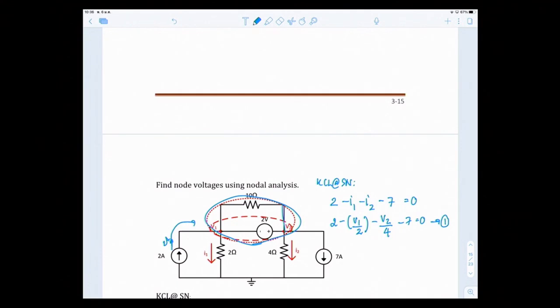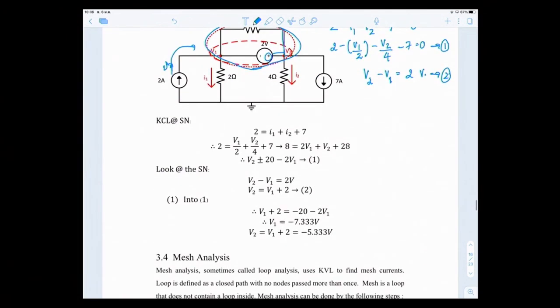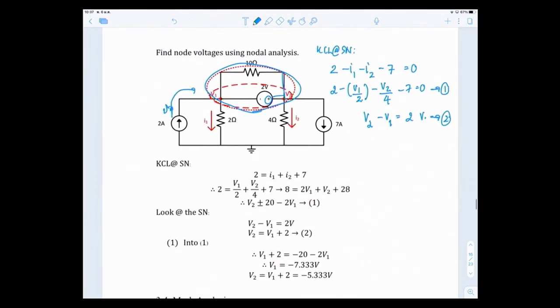The second equation you have to use, of course, with positive here at the voltage source, is V2 minus V1 equal to 2 volts. So this is your second equation, and you use equations 1 and 2 to solve for V1 and V2. This is how you do it, and this is the answer. Please go and do it yourself in your own free time. Take your time to understand it.